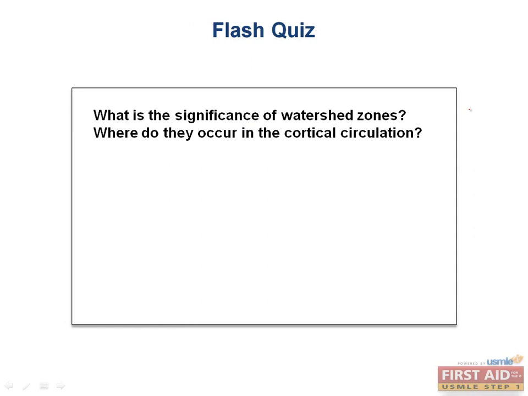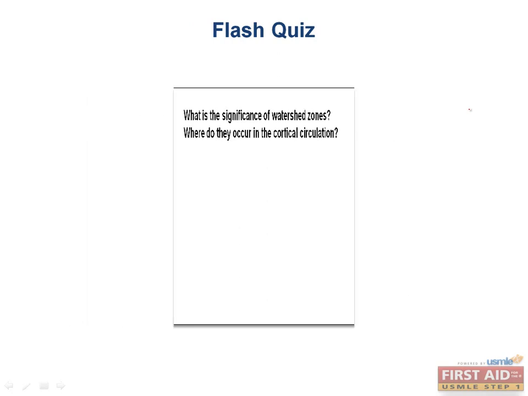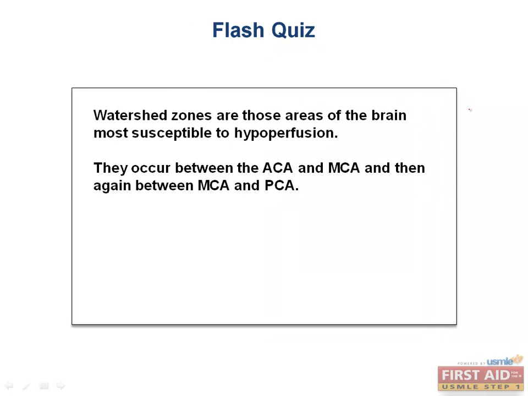Okay, what is the significance of watershed zones? Where do they occur in the cortical circulation? Watershed zones are those areas of the brain most susceptible to hypoperfusion, and they occur between the ACA and MCA, and then again between the MCA and the PCA.